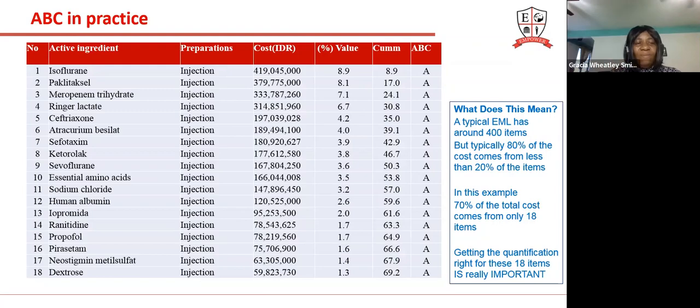As you can see, we have a listing with isoflurane. It is an A item, and all going down are A items. So these are vital items.